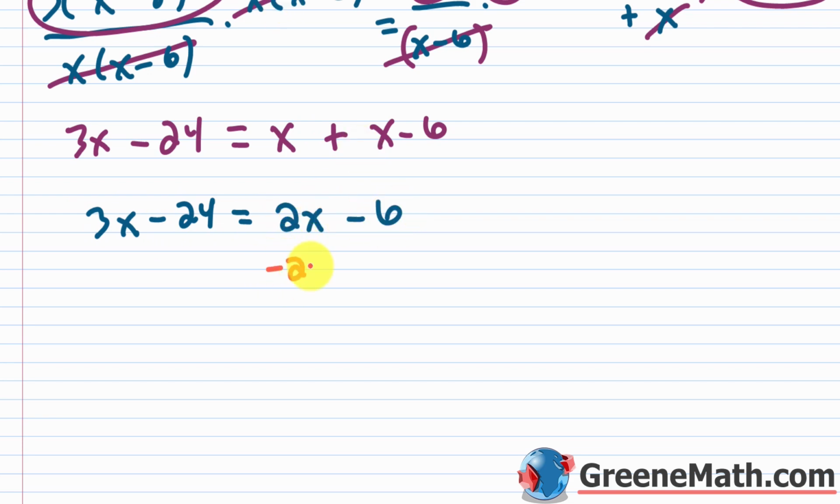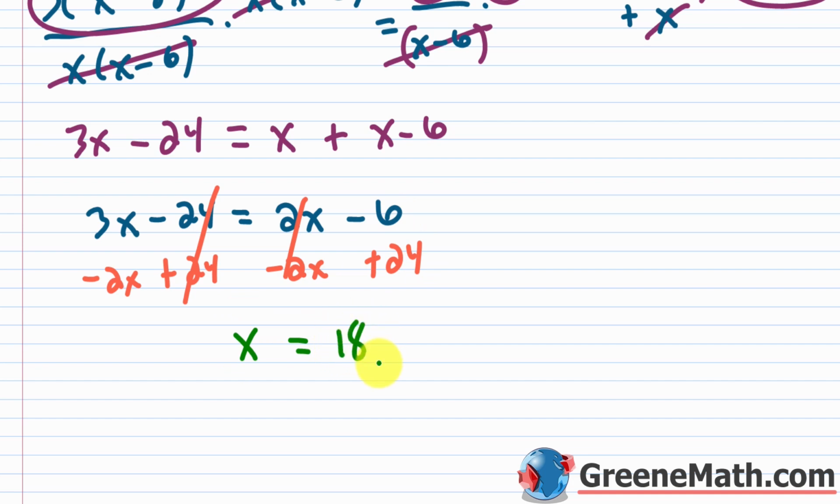What I'll do is subtract 2x away from each side. Let's cancel that. And let's add 24 to both sides. Let's cancel that. So 3x minus 2x is x. That's equal to negative 6 plus 24. That's going to be 18. So x equals 18. That's our answer.